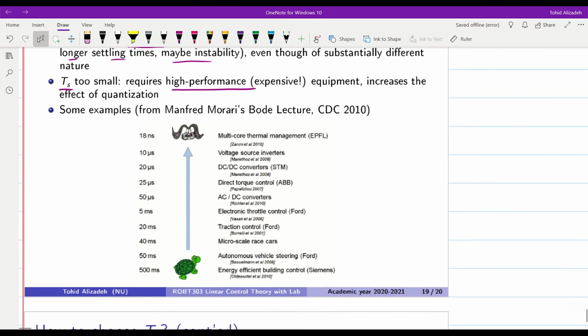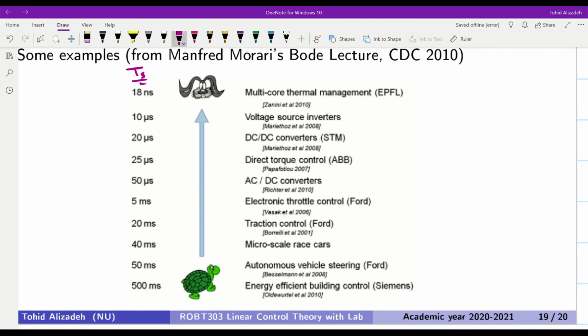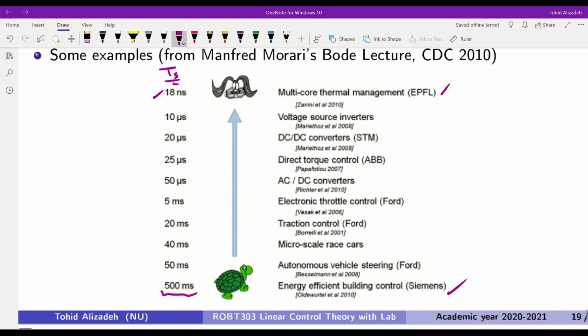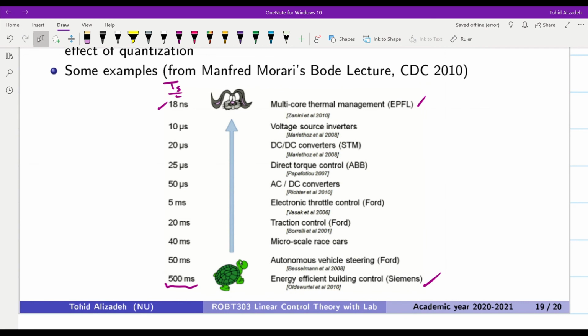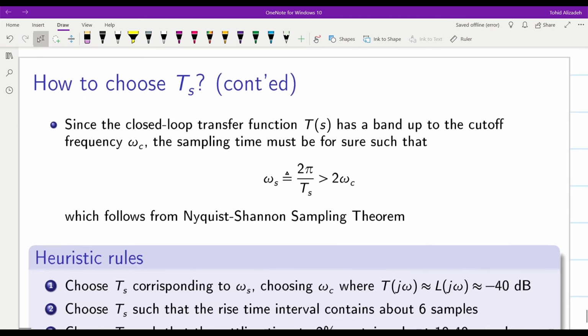In this example, you can see that depending on the application, different values for Ts, the sampling time, could be used. For example, for some applications, Ts equal to 500 milliseconds is used for energy efficient building control by Siemens, which is a longer sampling time compared to what we have here, which is 18 nanoseconds, used for the multi-core thermal management at EPFL. So the sampling time would also depend on the application that you want, how fast you want to do the control, or how fast your system is. If the system is naturally slow, then a bigger sampling time might be already enough.